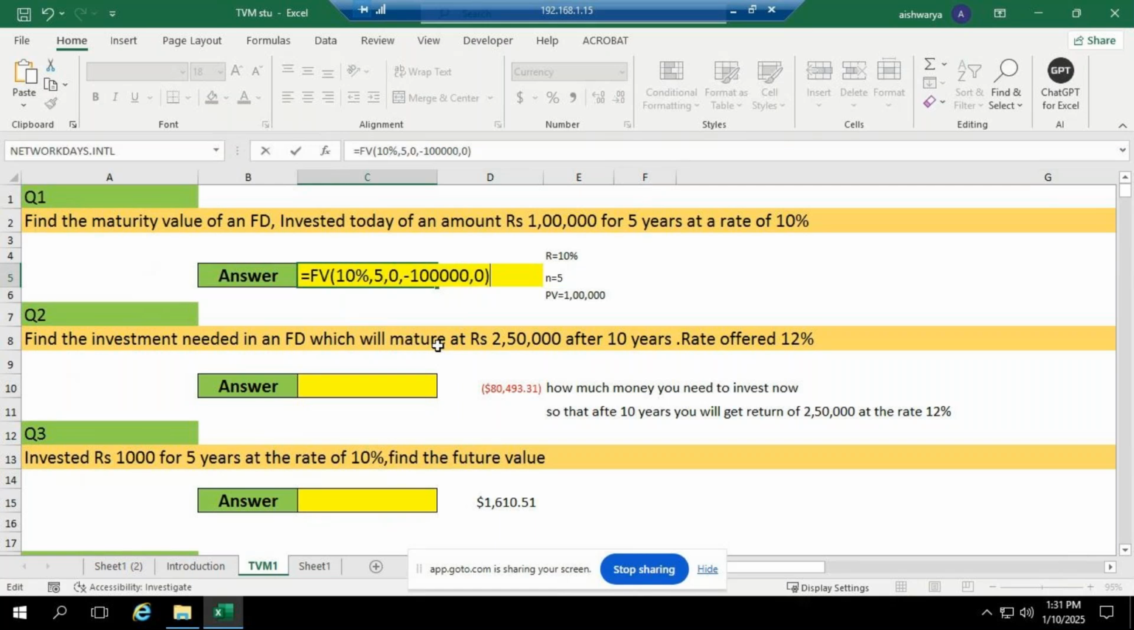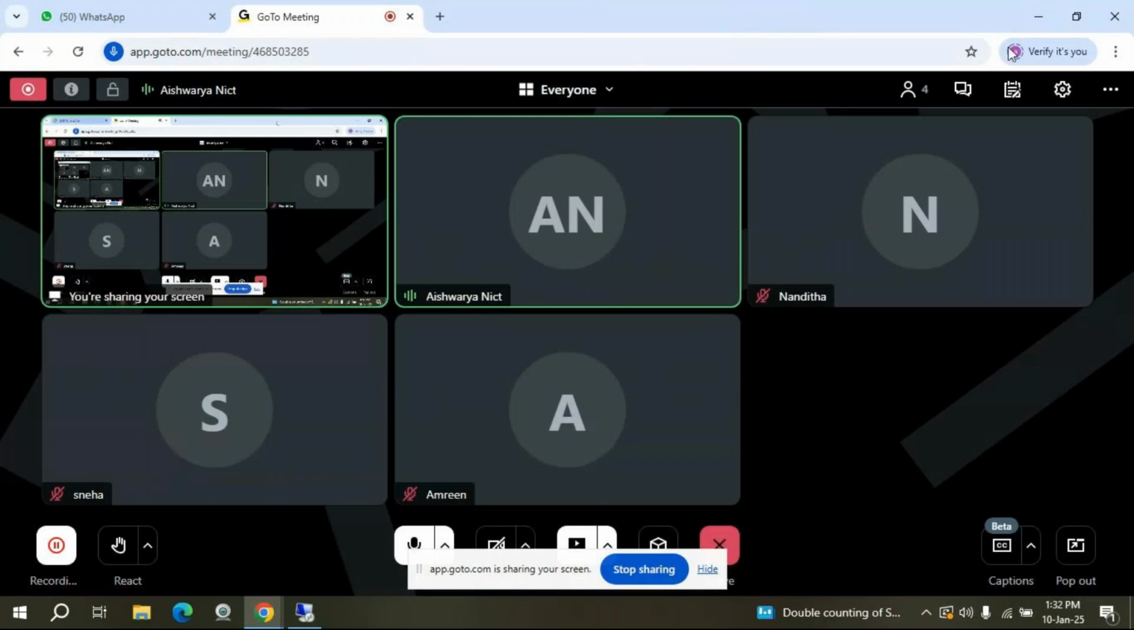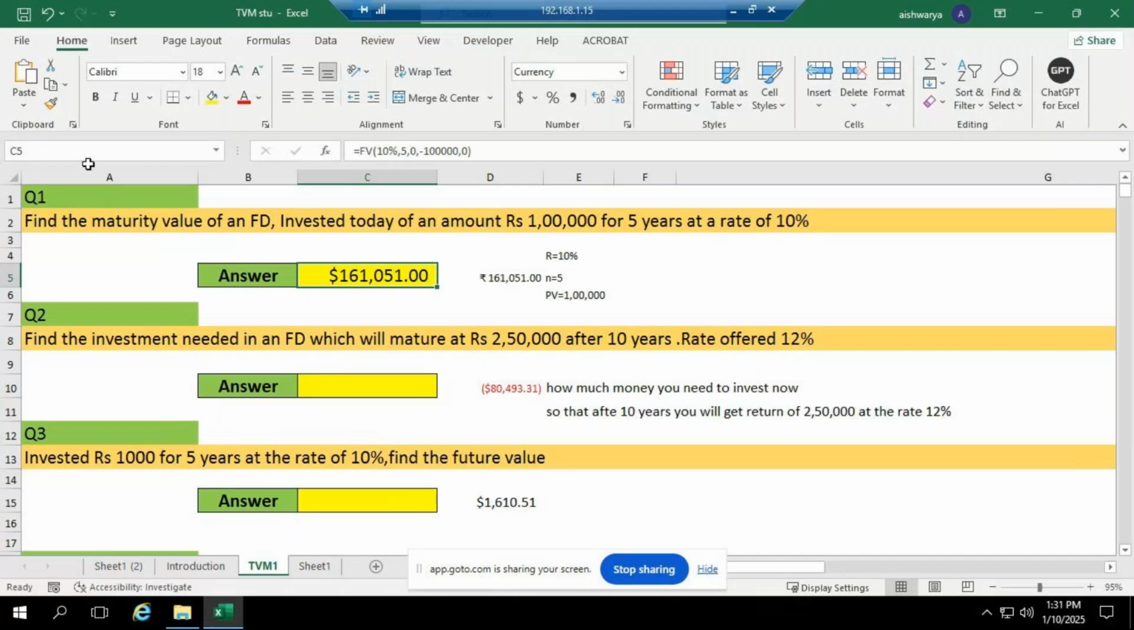Now press enter. See, now we'll be getting the value in the positive way. Understood? This file I will share with you, and I want you to work on this. First I will do 4 or 5 questions, and then I will share this file with you. You can also try along with me.